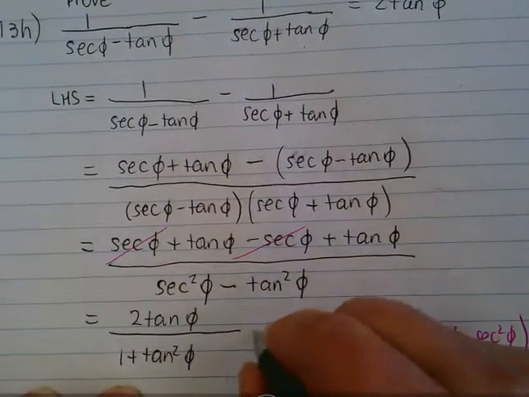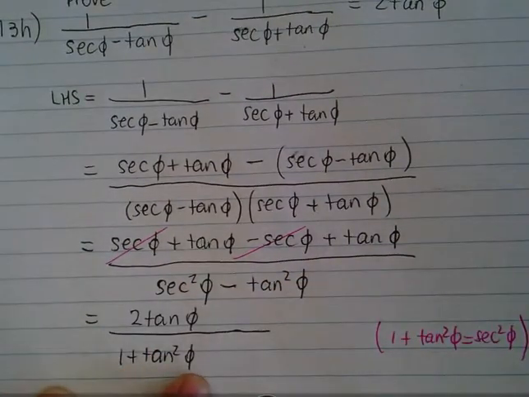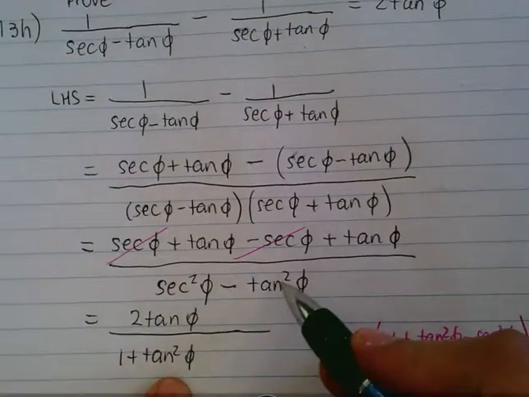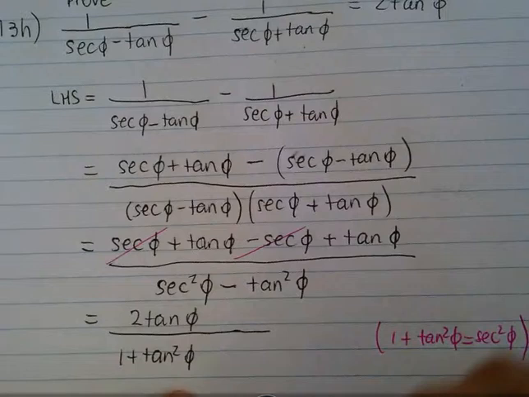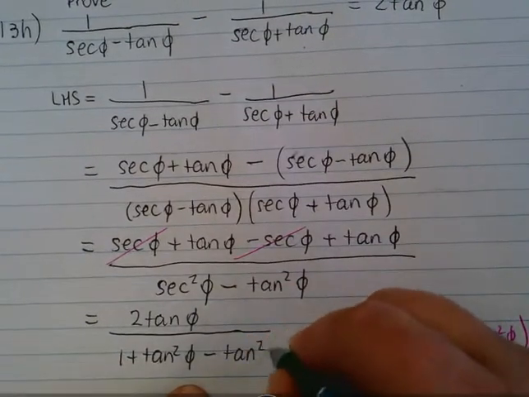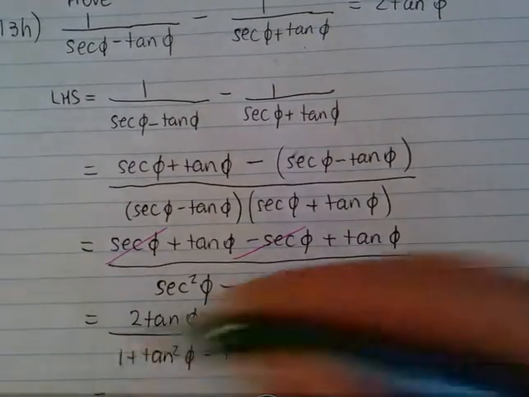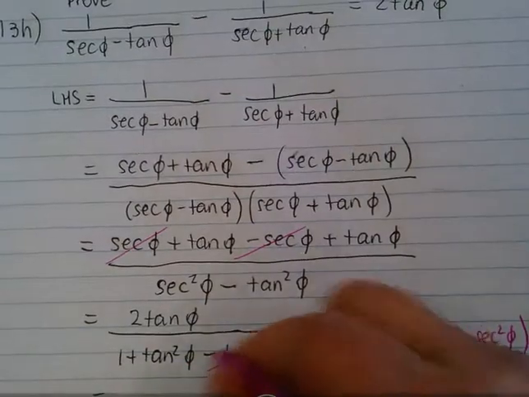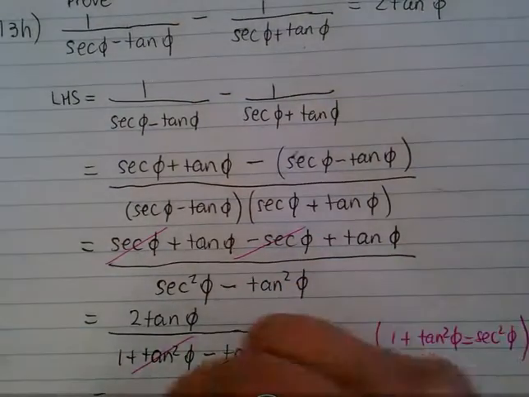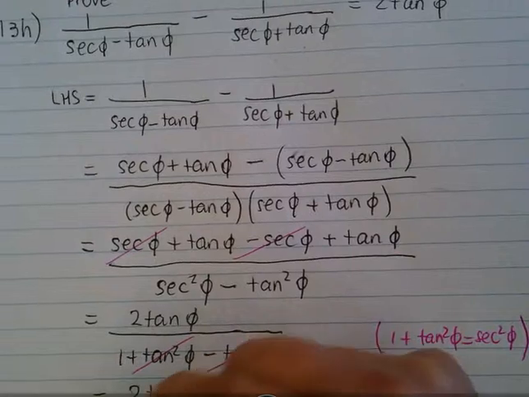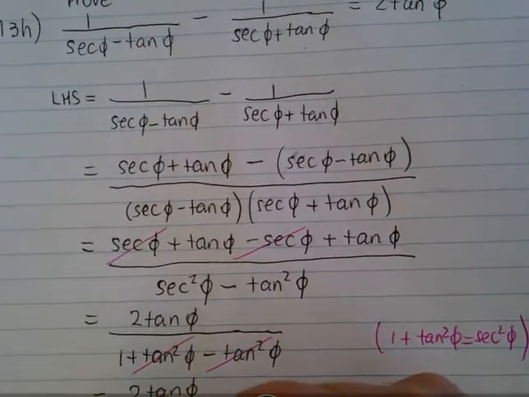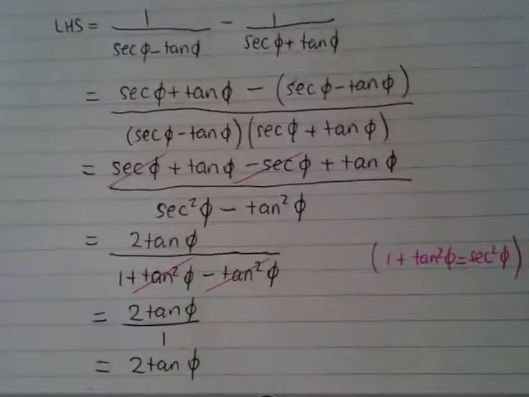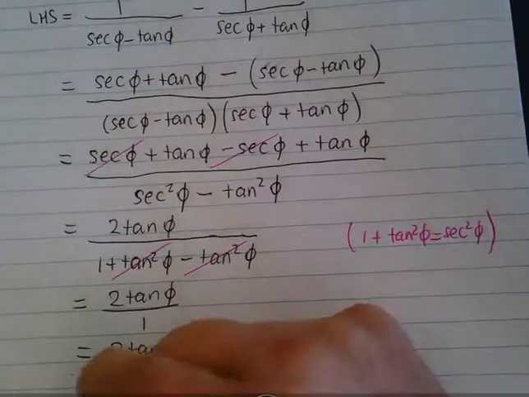That's that done. Now what else do I write? I've just expanded 1 plus tan squared. Yep, minus tan squared. What's so good about that? Yep, tan squared minus tan squared, they go. So you're left with 2 tan phi over 1, which is just 2 tan phi, which is the right-hand side.